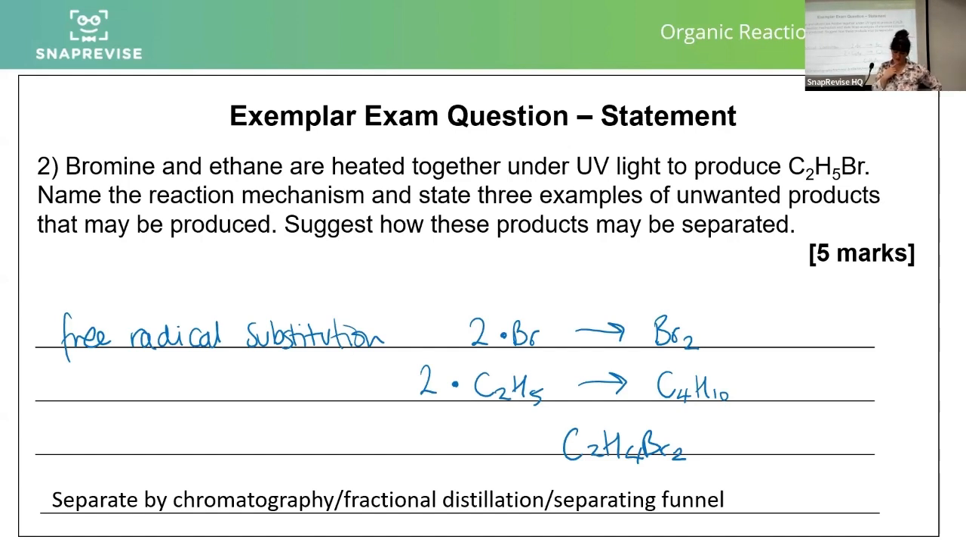That would be fine. Okay, how are we doing for time? Fine, let's keep going. So that's 5 marks: 1 for the mechanism, 1 each for an unwanted side product, and 1 for your separation technique.